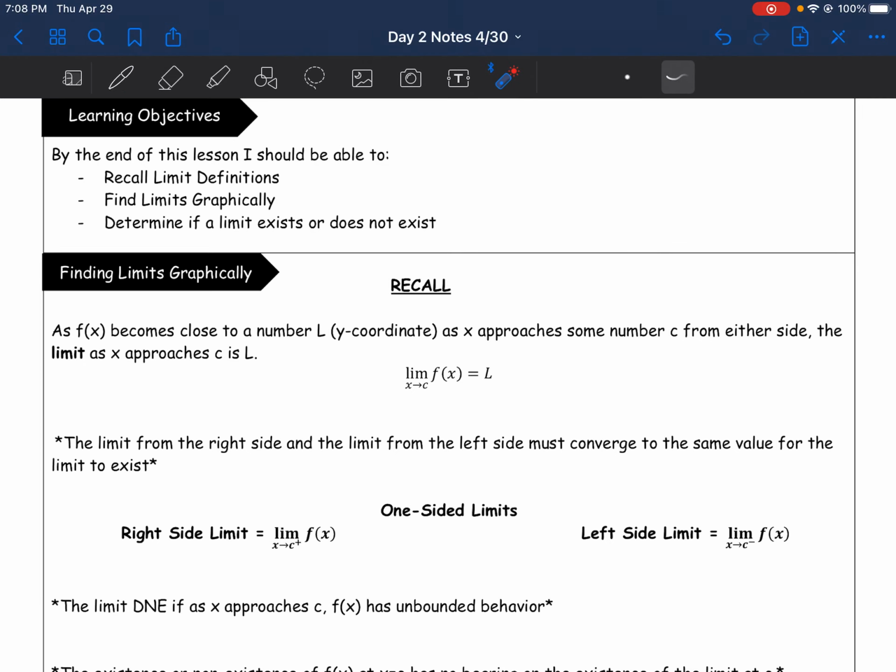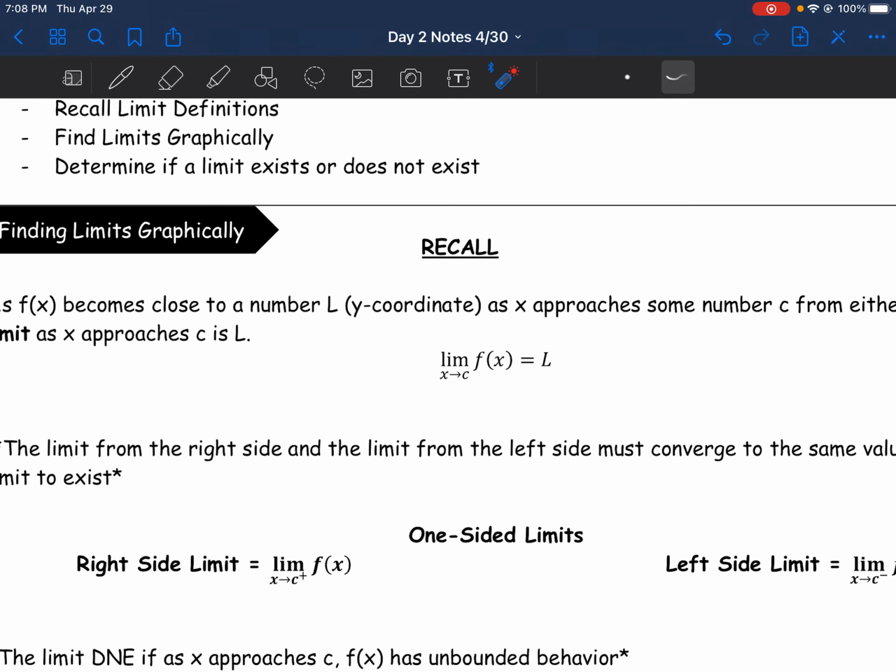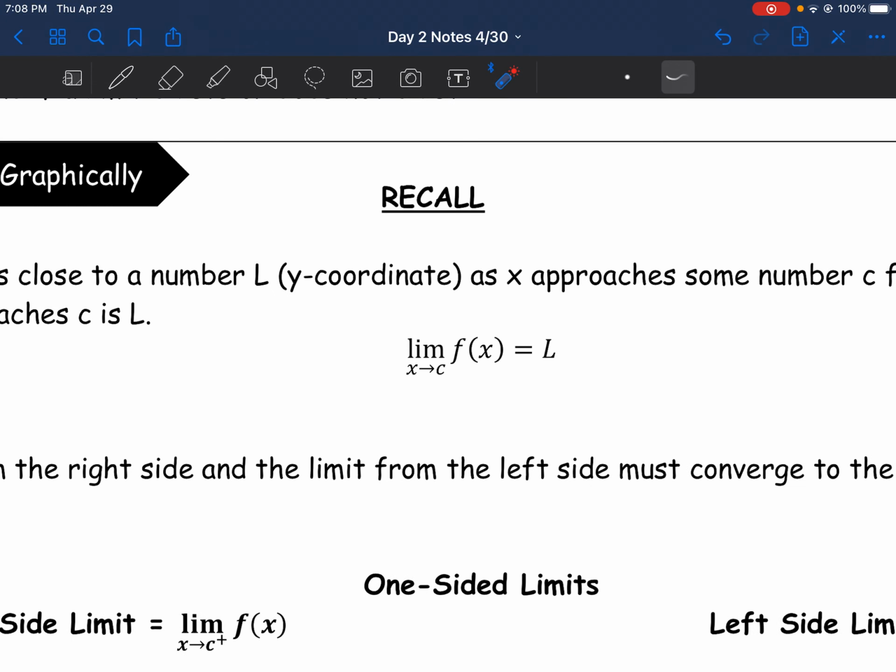First off, we introduced the concept of limit. And what a limit basically is, it tells you how the function values are behaving as the x values approach a certain value. When we look at the notation here, we read this as the limit of f of x as x approaches c is equal to L. So basically the function values are approaching L as the x values are approaching c for the function f of x.